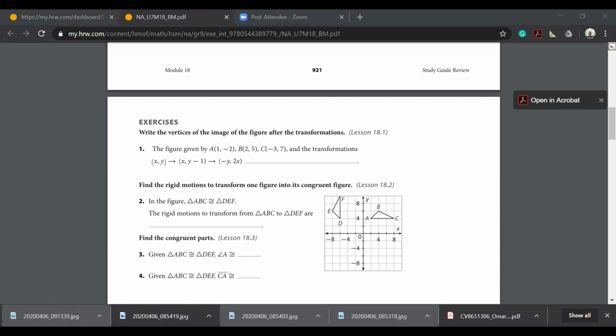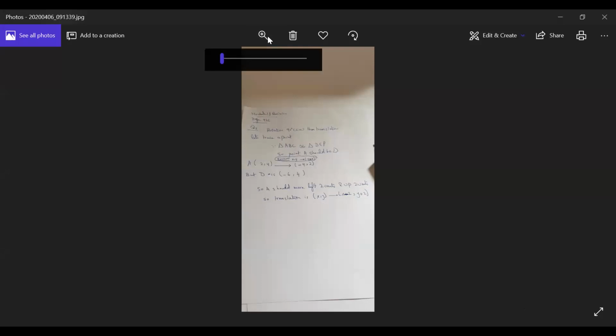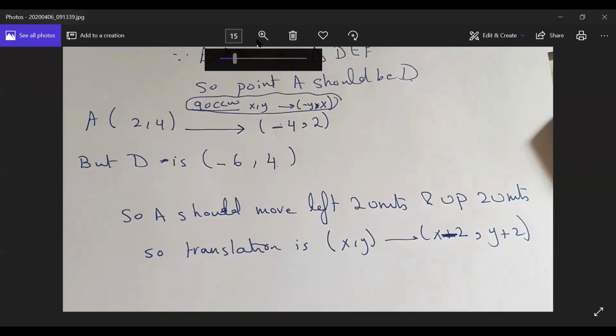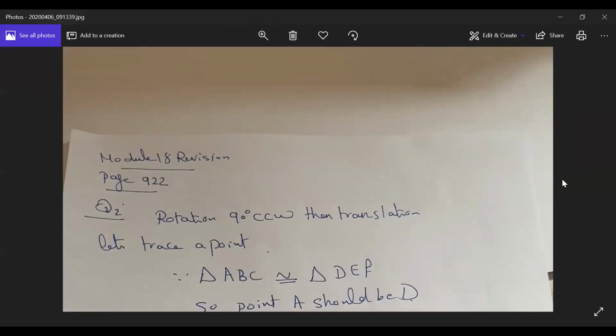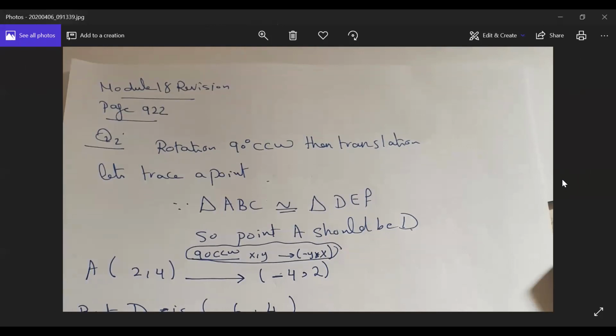Let's see the full example in here, the full solution. In here, I understand that a rotation happened. But most of the time, rotation will not be enough. There will be a translation. Just to make sure, let's trace a point. Since triangle ABC is congruent to triangle DEF, point A should be equal to D, and they should have the same coordinates after the translation, right?